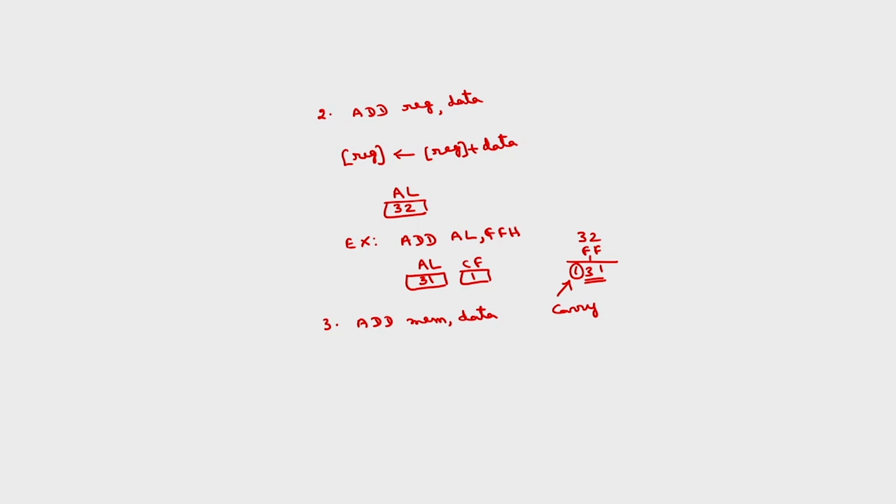We can add data directly to the contents of some memory location. Again, that memory location can be addressed using indirect addressing mode, direct addressing mode, based addressing mode, indexed, or based index. So, these are the three ADD instructions, and then there are three ADD instructions with carry, as opposed to those without carry.